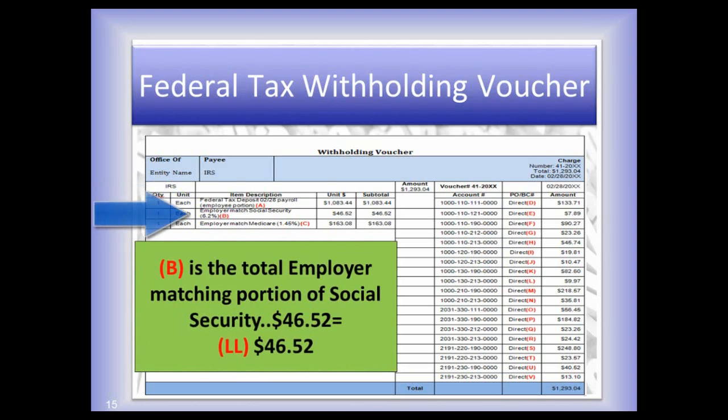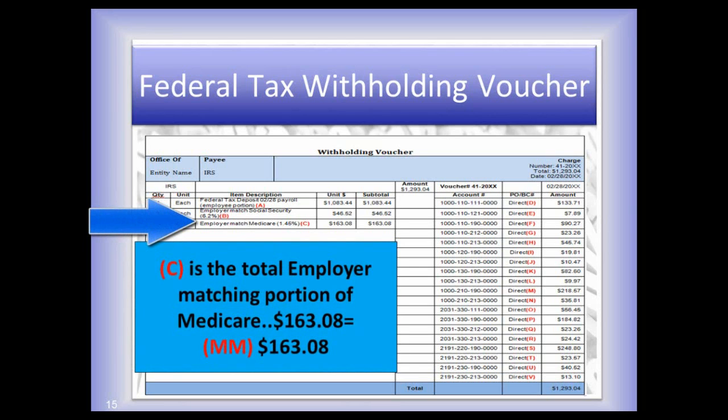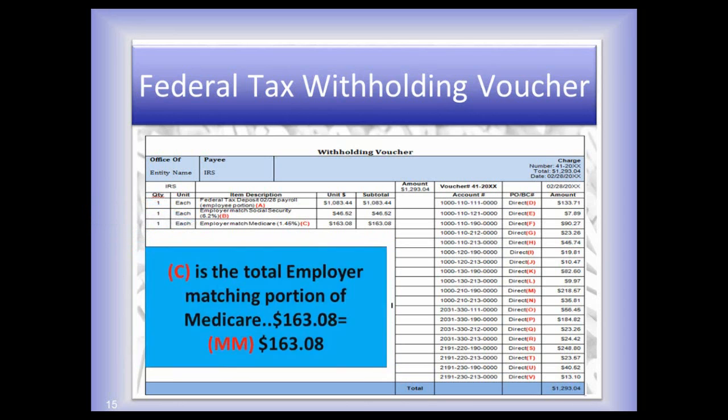B is the total employer matching portion of Social Security, $46.52, and that is in our column LL. C is the total employer matching portion of Medicare, $163.08, which matches our column MM.